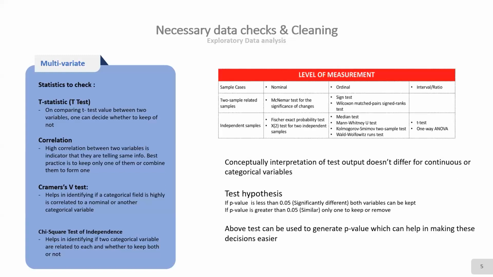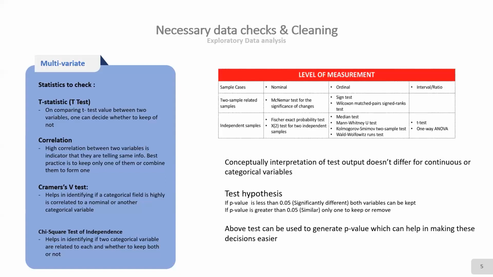Now, the T statistic is primarily used for comparing two variables, and those should be continuous. By continuous, I'm saying it should be in a numerical format. You can do standardization or normalization, but even if you are checking in the raw format, it will give you a basic interpretation of which particular variable to keep.